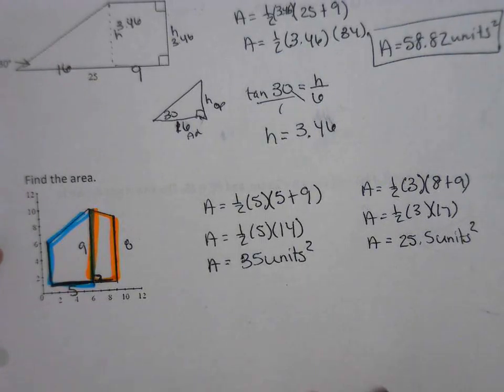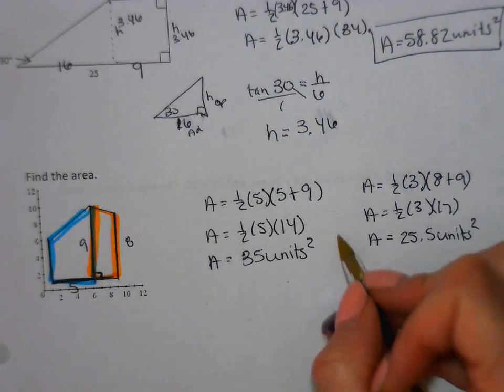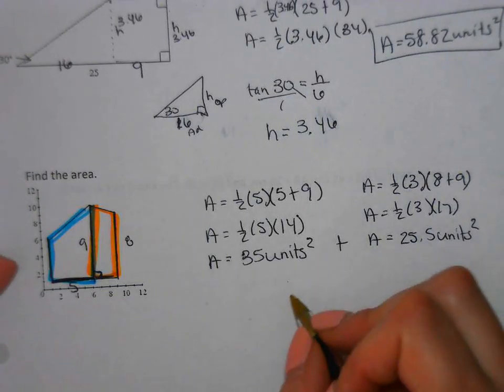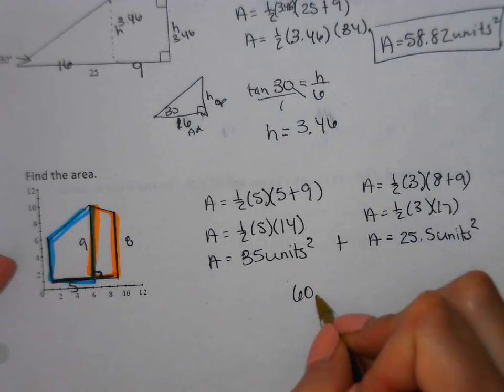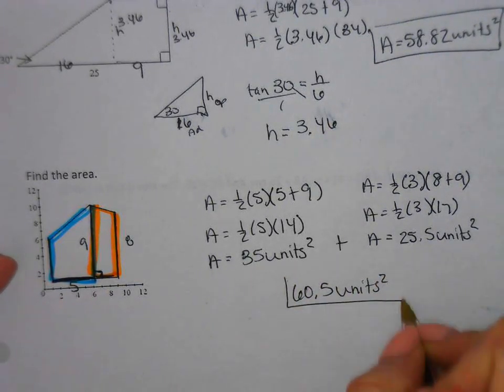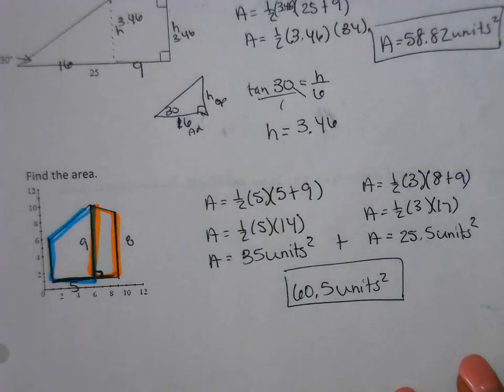So to find the area of our whole figure, we need to add the two trapezoids together. So 35 plus 25 5/10 is 60 5/10 units squared.